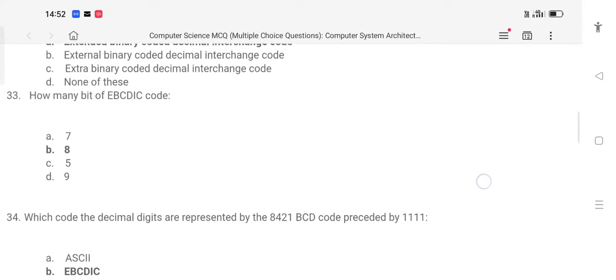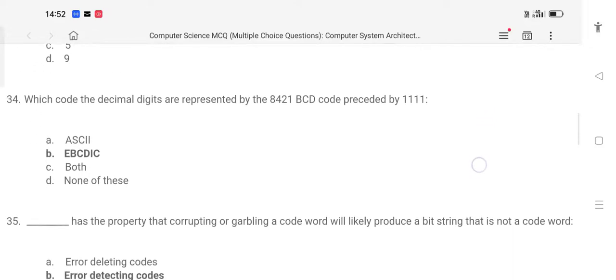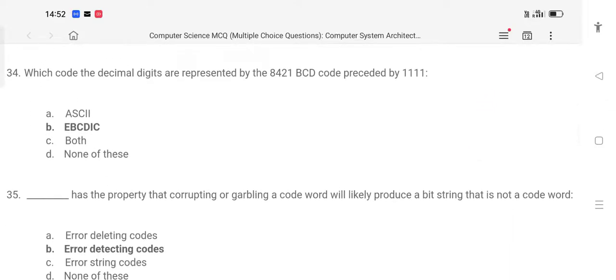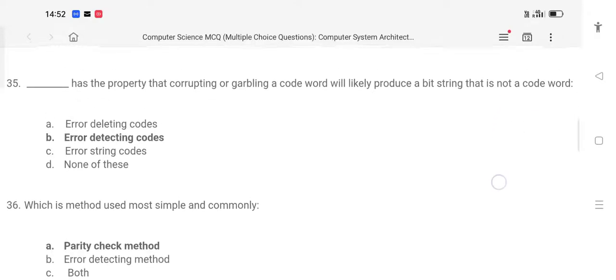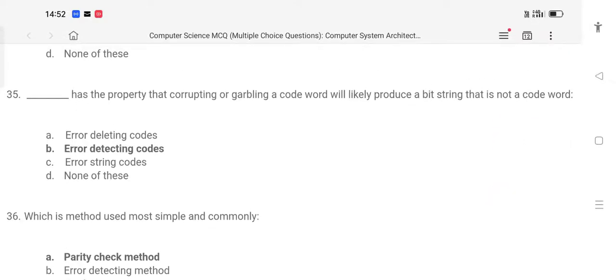How many bits is the EBCDIC code? 8 bit. In which code are decimal digits represented? இந்த கொஸ்டின் போட்டு பார்த்தோன்னா EBCDICக்கு தான் வரும். ஏன்னா 8421 வந்து BCD கோட் ப்ரிசிடட் பை லாஸ்ட் வந்து 111 வரும், அது EBCDIC. Dash has the property that corrupting or garbling a code word will likely produce a bit string that is not a code word. Error detecting code.